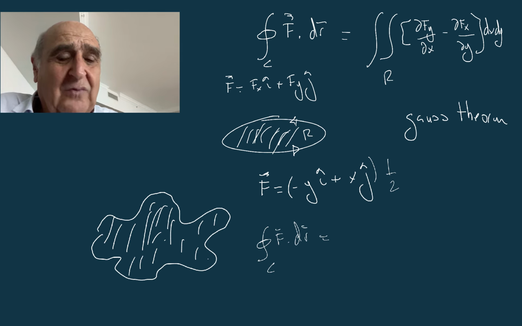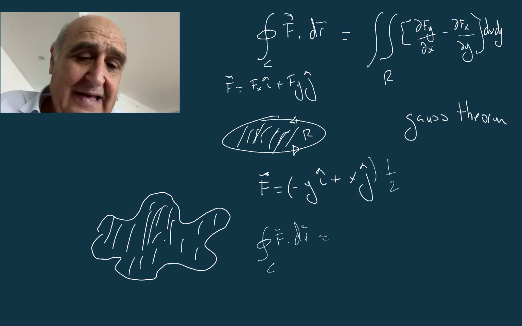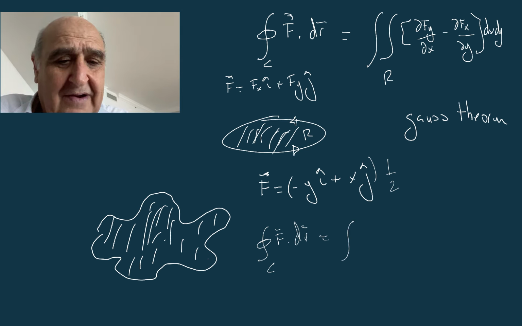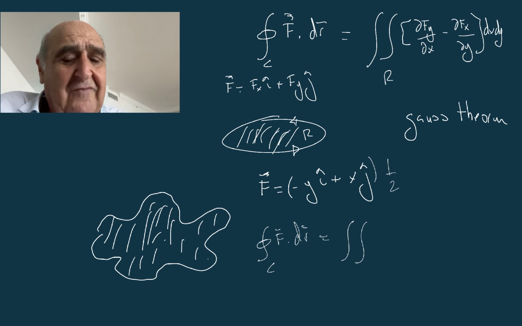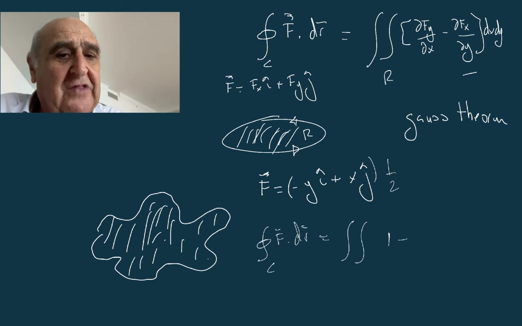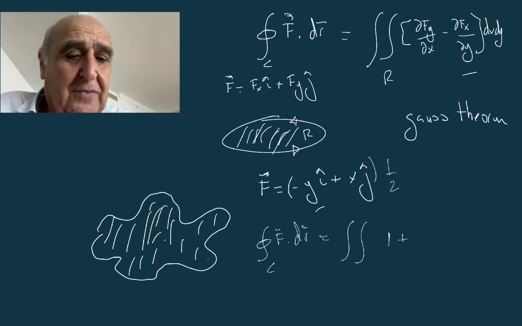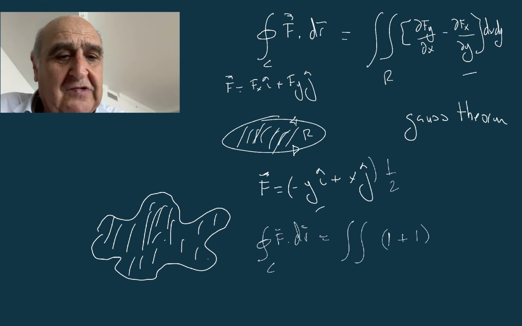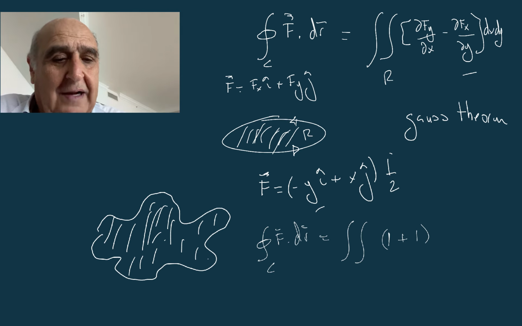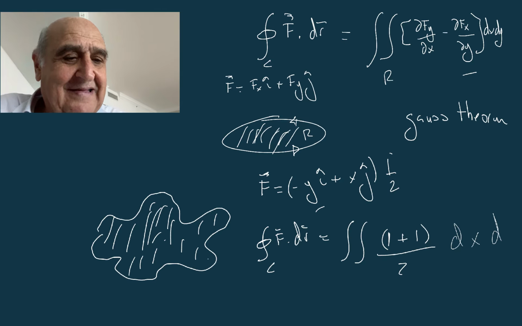How do we relate it with the double integral, the area? And what will be the area? The area will be the derivative of fy with respect to x, which is 1 minus minus 1, plus the derivative of fx with respect to y, which is minus 1 plus 1. And because I have this 1/2, this will be 1. Divided by 1, dx dy.